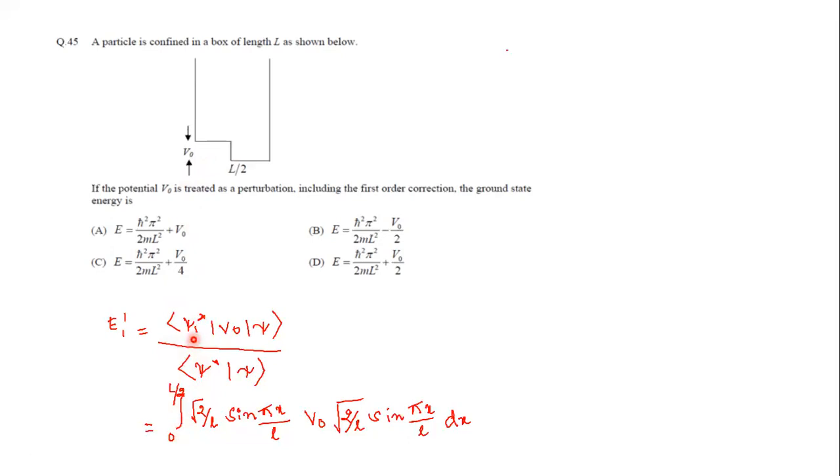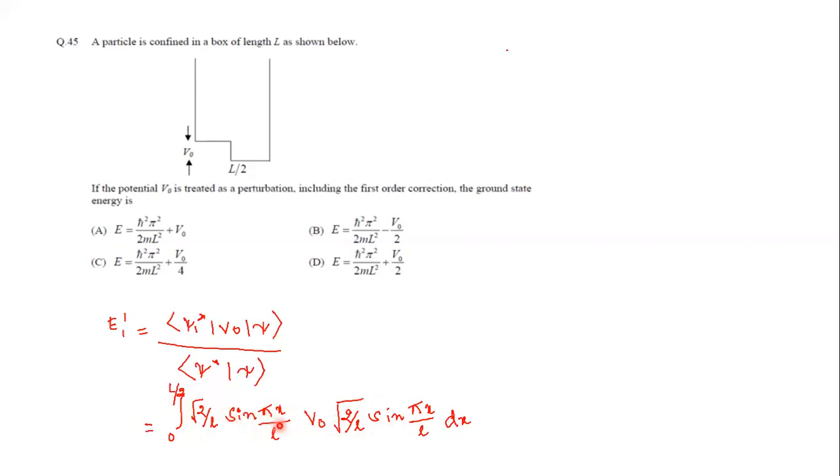So psi1 star, as psi1 doesn't involve any imaginary terms, psi star is the same as psi, root 2 by L sin pi x by L. We have this perturbation potential, then root 2 by L sin pi x by L dx. Then root 2 by L times root 2 by L will become 2 by L and would come outside of the integration. Then sin pi x by L, V naught, sin pi x by L. V naught also is a constant, so it would come outside. So we have sin square pi x by L.